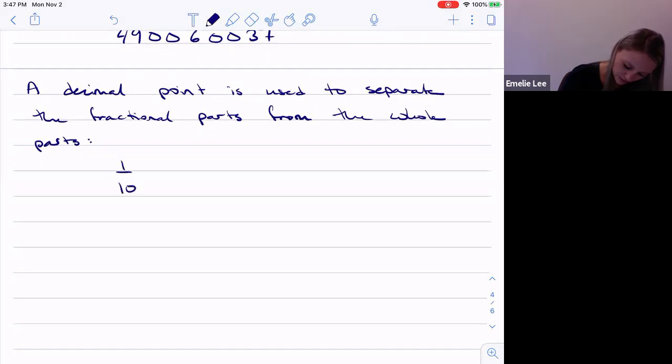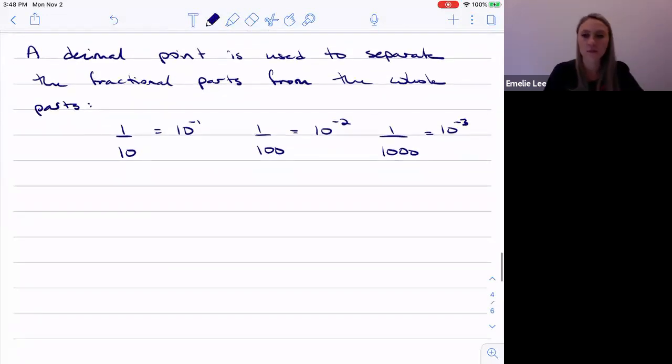So here, 1 over 10, 10 to the negative 1. Yeah. 1 over 100 is 10 to the negative 2. 1 over 1,000 is 10 to the negative 3. Right. This is why we call it, instead of tens, we call it tenths, hundredths, and thousandths, right? That bumps you over to the right-hand side of the decimal.